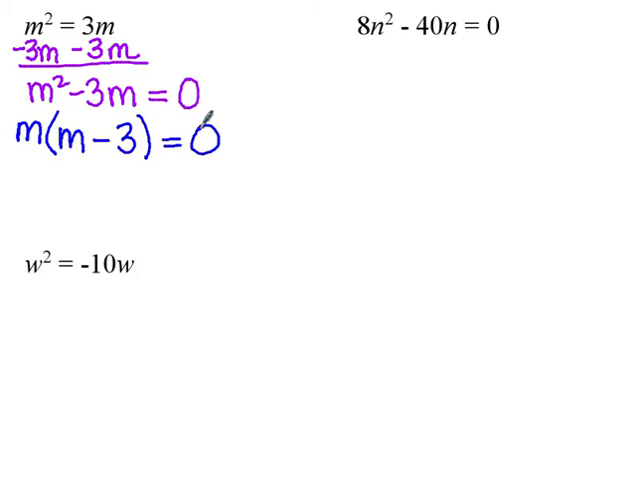Use the zero product property and solve that equation. You might not even need to write it down. You might be able to just write your two solutions down.